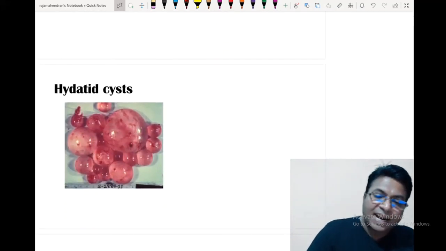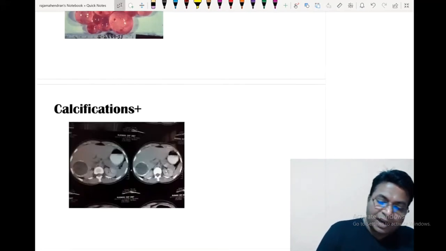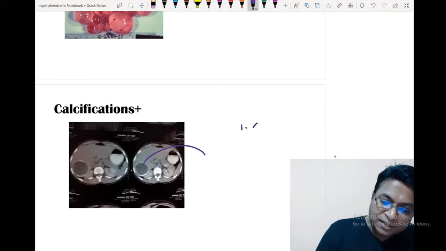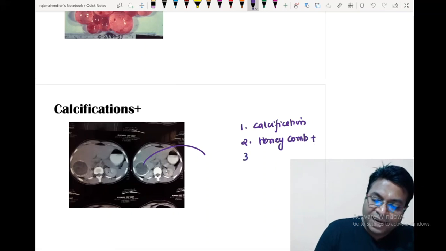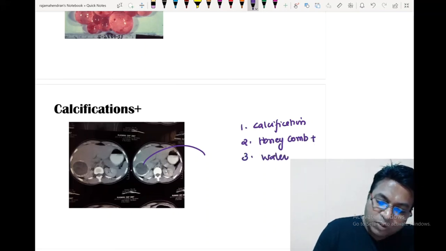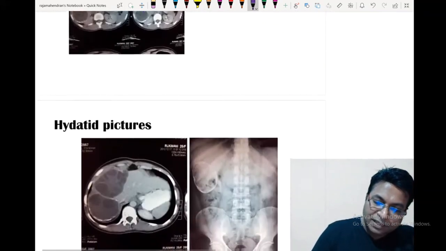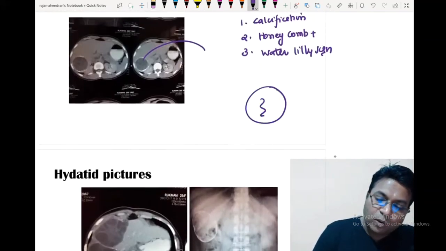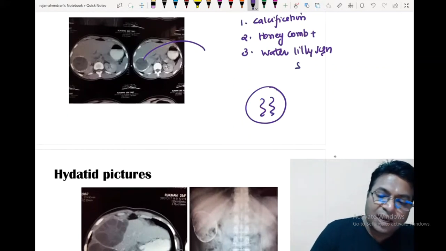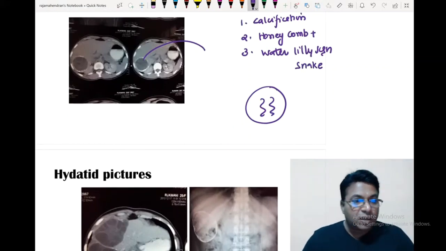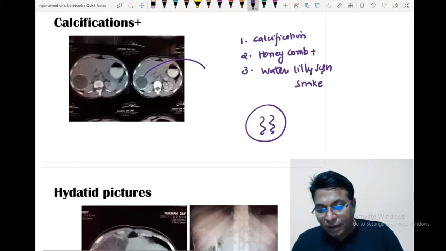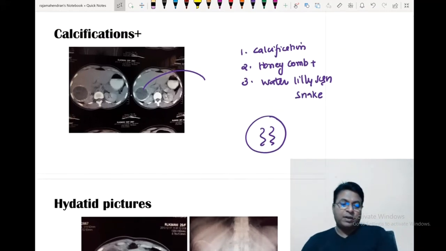So this is a picture of a hydatid cyst. This can involve the liver, and when it involves the liver, the following findings are seen. Number 1, calcification is a feature of hydatid cyst. Honeycomb appearance is hydatid cyst. Water lily appearance. Don't forget this water lily sign. Water lily sign is nothing but if there is a cyst, you can see the floating membranes like this. Water lily or water snake sign. These are all the findings seen in a case of hydatid cyst.